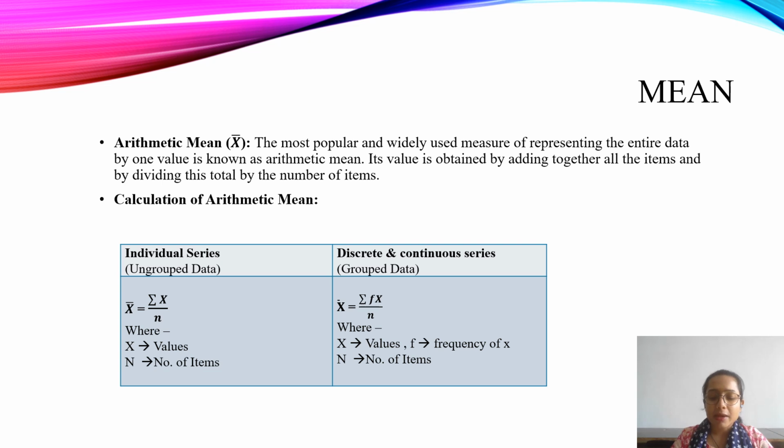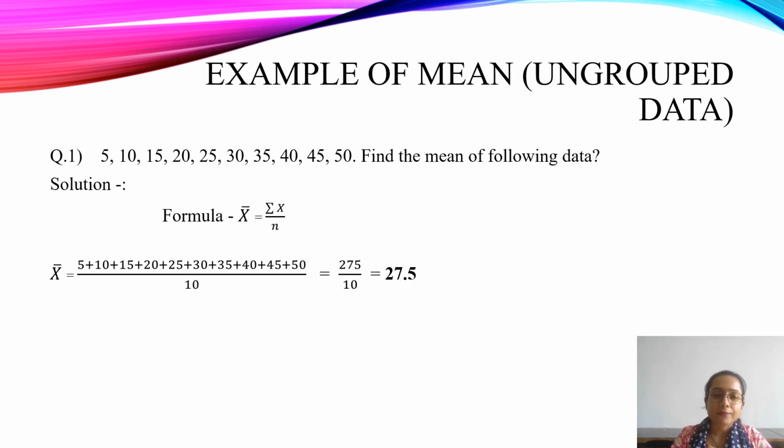Let's see some examples so you can understand better. Now, here a data of an ungrouped set is already given in the question, like 5, 10, 15, 20. These are the values of x and you have to find the mean. So what you're going to do is just add all the numbers, like 5 plus 10 plus 15 plus 20 and so on till the last number, which is 50. Okay, then divide by how many numbers there are.